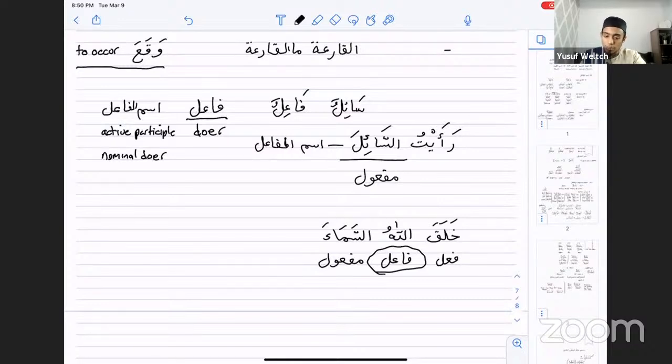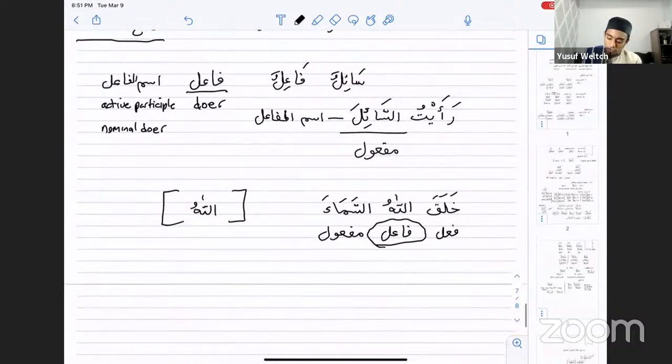And generally, we translate the fa'il first, then the verb, then the object. So Allah created the sky. But if I just said the name Allah by itself, is there any action being denoted here? No. Is it playing any role? There's no sentence to play a role in. So Allah is just a name. It's the greatest of all names.